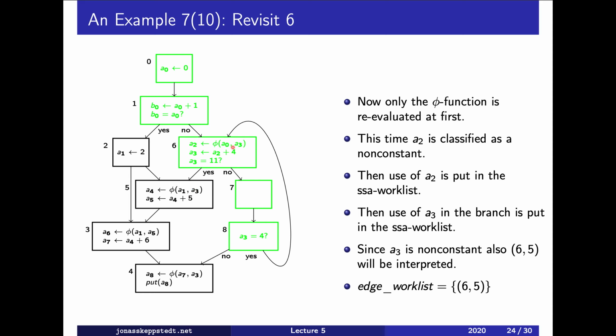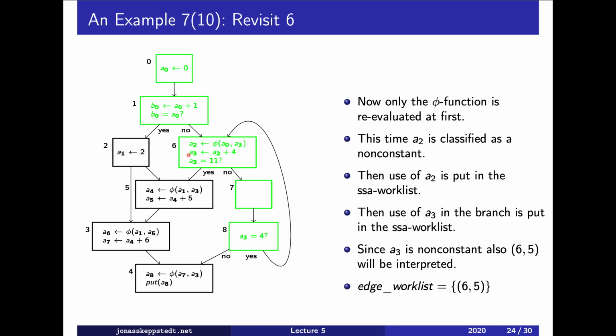Now we only need to reinterpret the phi function since we have already been in this vertex, and well, we do that and see that the A0 and A3 are different constants, so A2 is not a constant at all. Therefore, the value of A2 has taken a step down from constant to non-constant, and we need to reinterpret, re-evaluate all instructions which are executable and use A2.